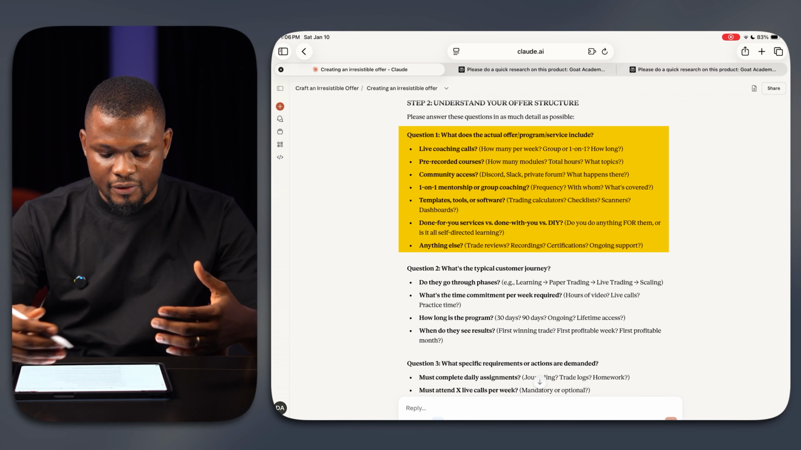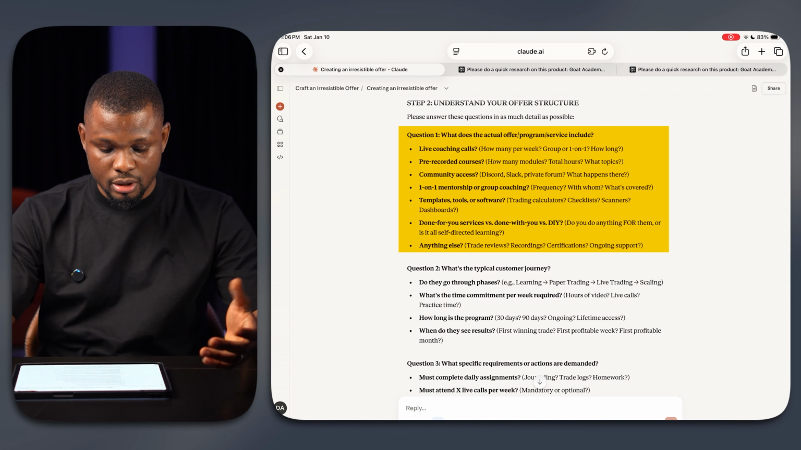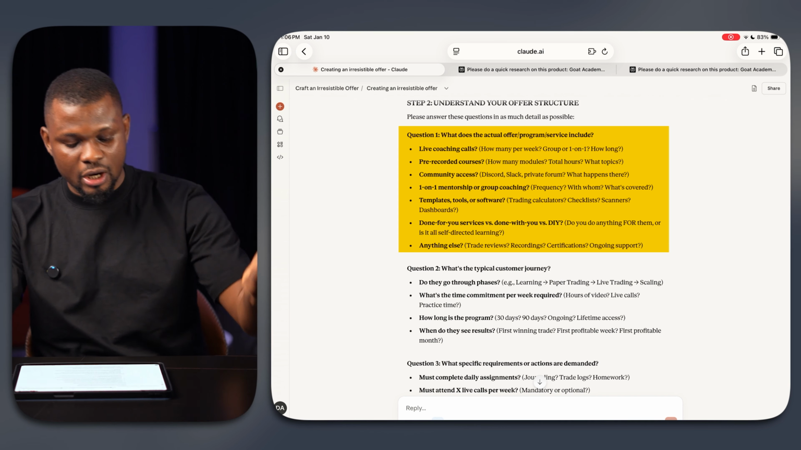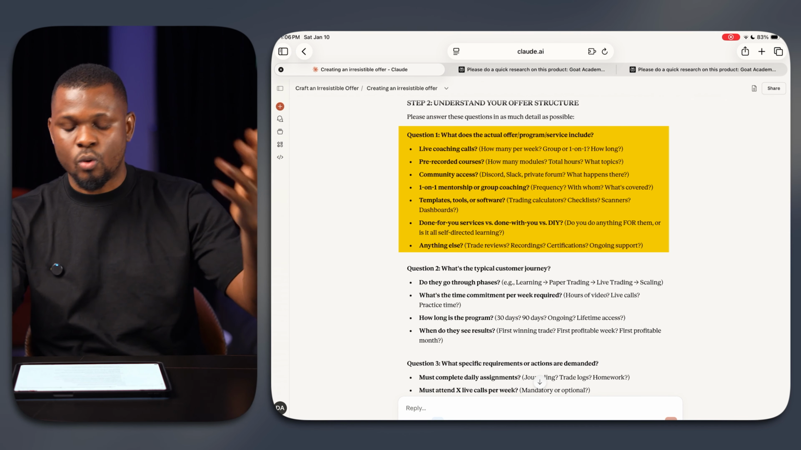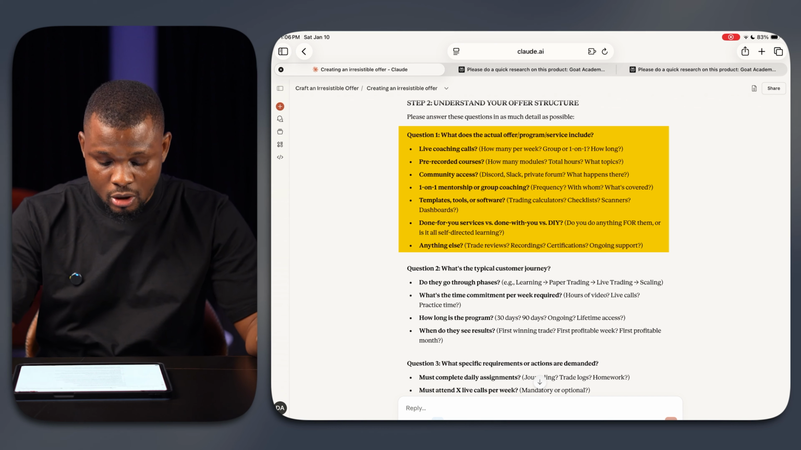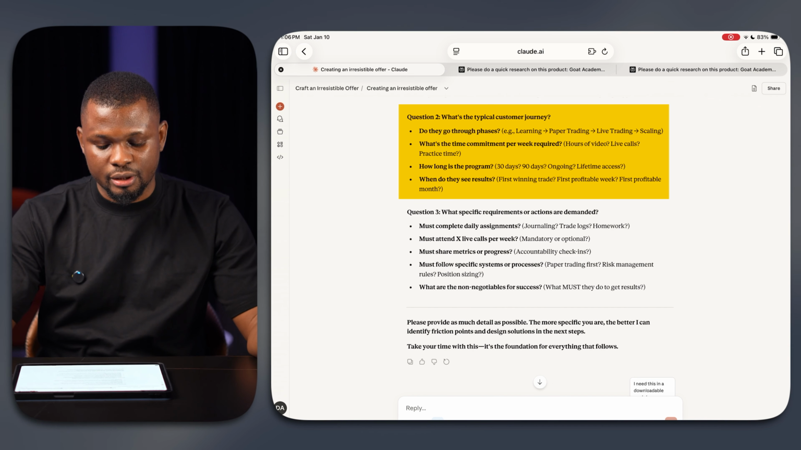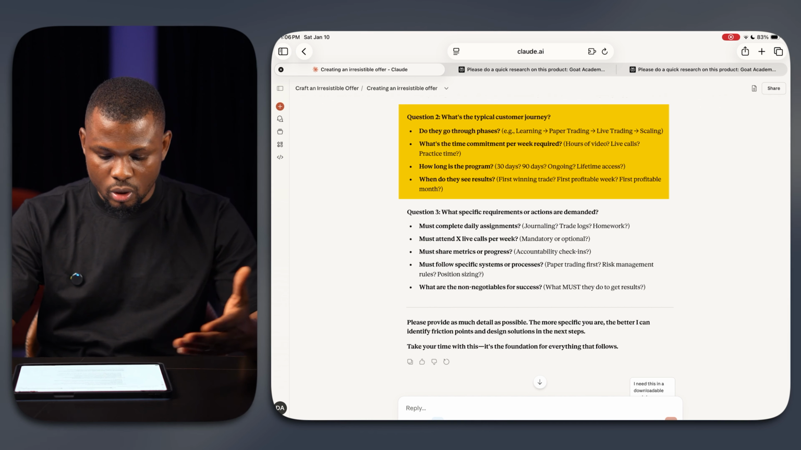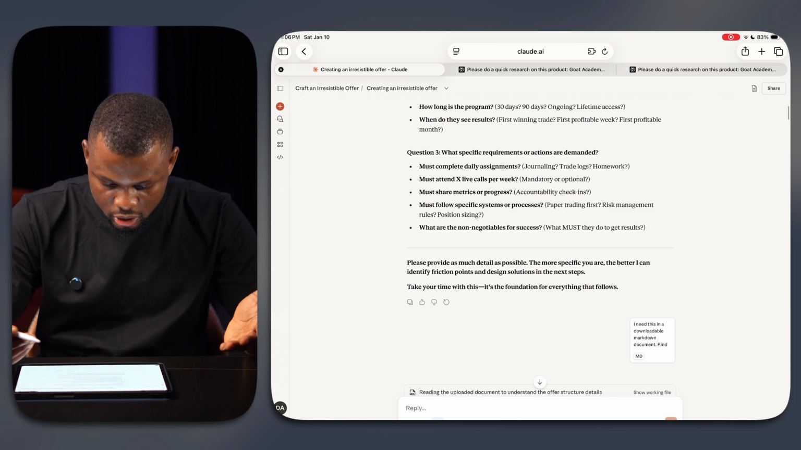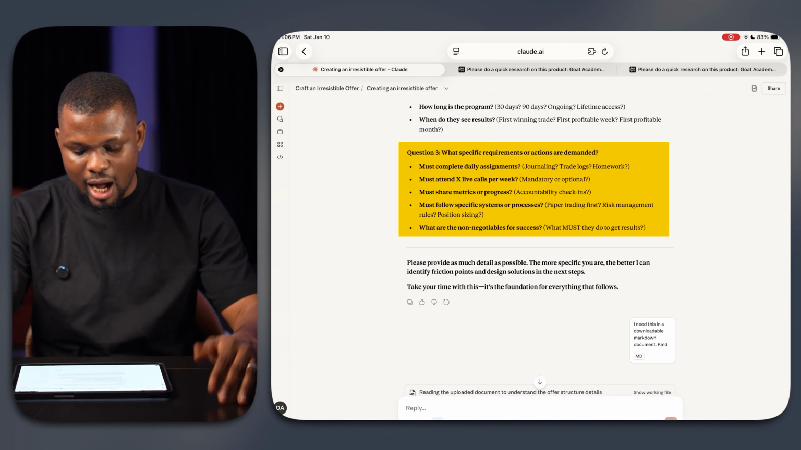What does your actual offer, program, or service include? Is it live coaching, pre-recorded courses, community access, one-to-one coaching, membership, or group coaching? All of those things. What is the typical customer journey? Do they go through phases? What's the commitment per week required? Third question is, what specific requirements or actions are demanded?